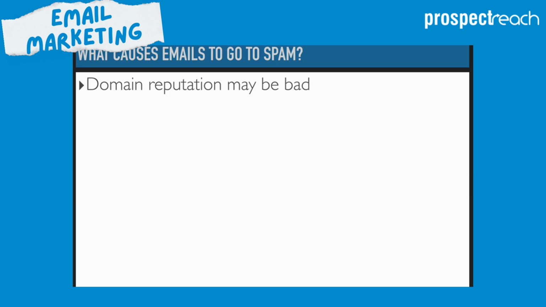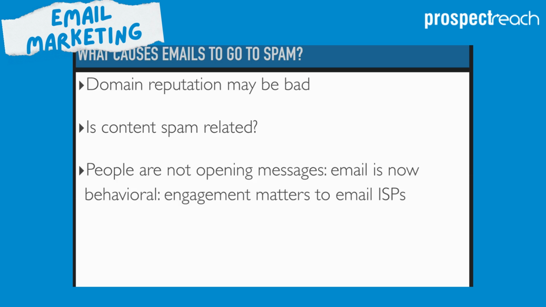So what causes emails to go to spam? Well, domain reputation may be bad. We'll cover what that means in a moment. Is the content spam related? People are not opening messages, which is huge because email now is behavioral. That's what a lot of these email service providers check for. What we mean by that is if you're sending emails to people and they're not opening them, then guess what happens? The algorithm says this probably isn't a good message, so we shouldn't keep delivering this.